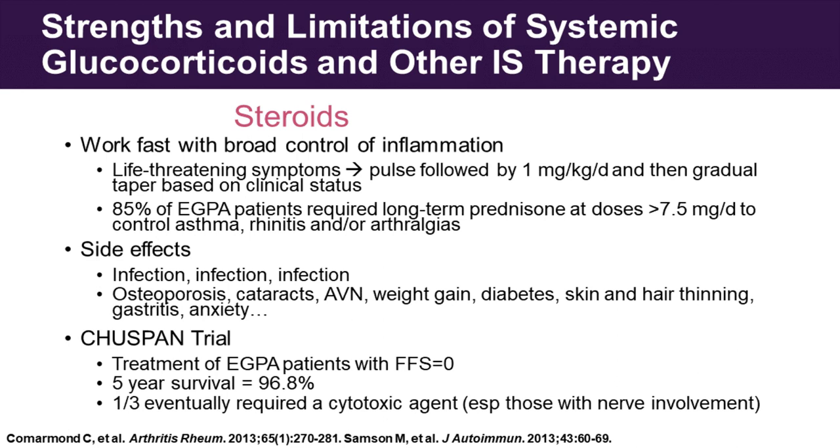In terms of steroids, there was a QSPAN trial which looked at the not as severe EGPA patients who had a five-factor score of 0, so not very sick. And the 5-year survival was 96.8%. That's pretty good. But a third of those eventually required a cytotoxic agent. So again, steroids work, but there are definitely limitations.